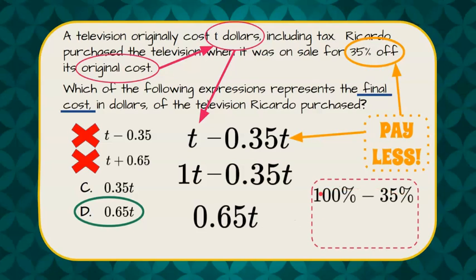Which makes sense, because an alternate way to think about this is instead of paying 100% for the TV, we're going to take away 35% of the TV's cost, which leaves 65%. So I'm going to pay 65% of the TV. So let's go back to what that means mathematically. 65% written as a decimal, multiply the cost of the TV, T. So there's our answer, choice D.